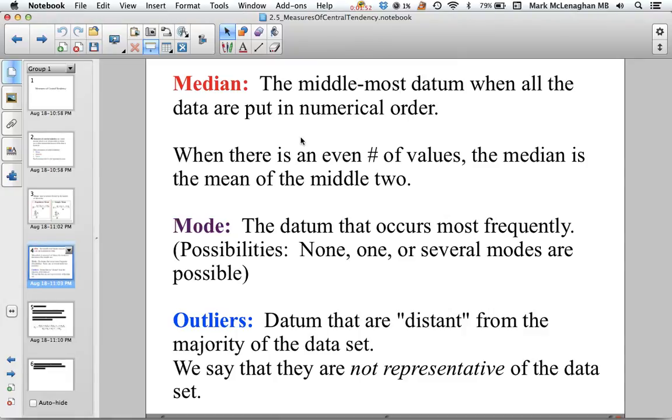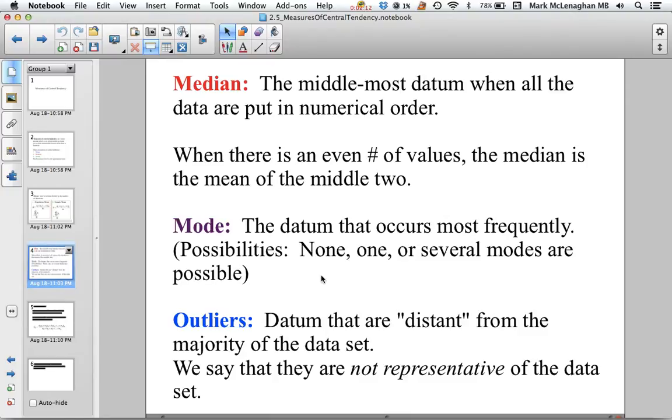Median is the middlemost data, so if you put all your data out in a row from lowest to highest, count how many there are, divide by 2, and find the middle value. If there's two values that are in the middle, then you take those and you add them together and divide by 2. Essentially, you find the mean of the middle two values. If there's an odd number, the middle value is the middle value.